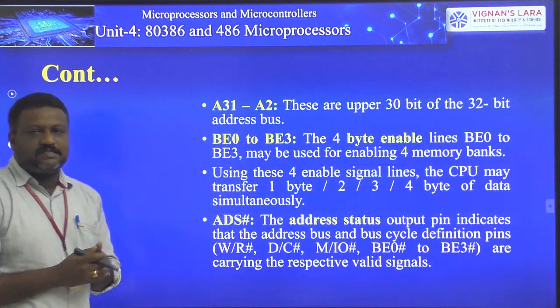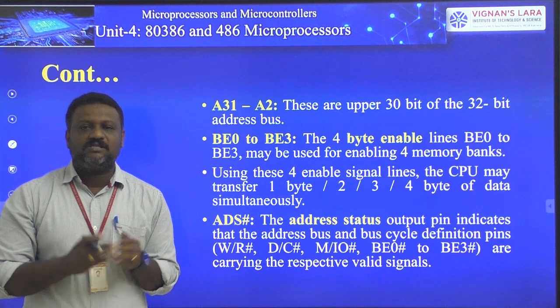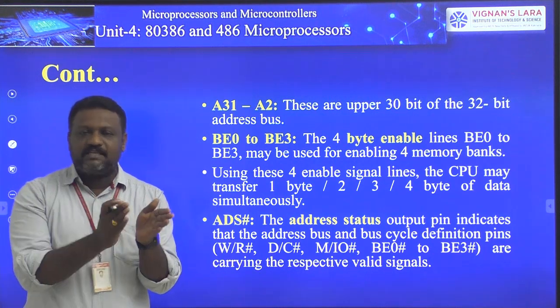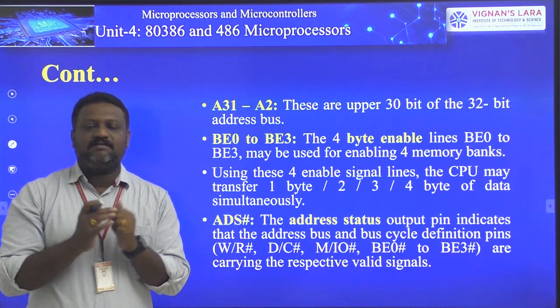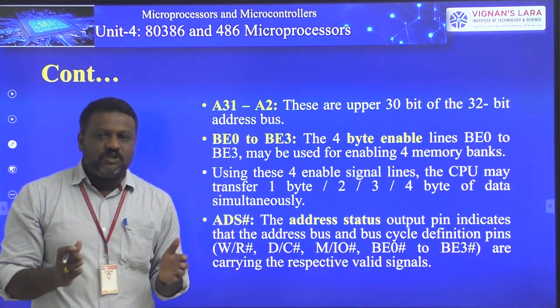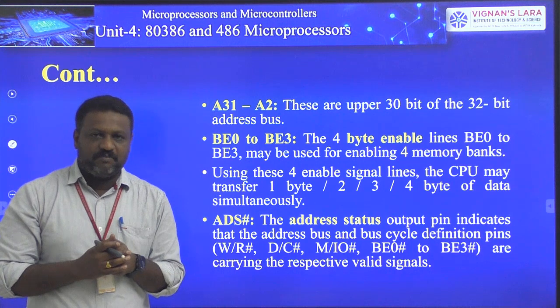So the first one is the address lines. We know that the 80386 processor has a total of 32 address lines, that is A31 to A0. These are the dedicated address lines. With the help of these address lines, your 80386 is able to address up to 4 GB of memory.